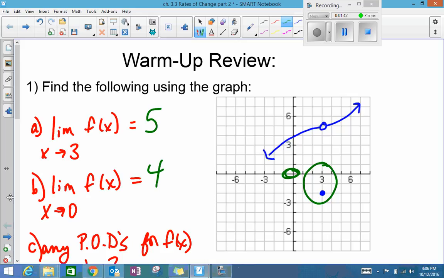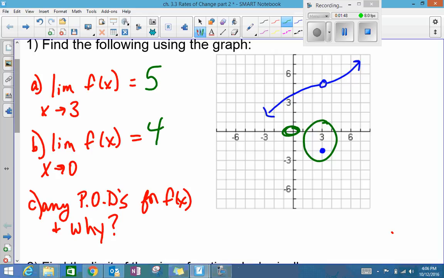Then it says any PODs, or any points of discontinuity for f of x. So if we look at this, the point of discontinuity would be here at 3, because although the limit is 5, the value of f of 3 is -2. So again, remember that the function value is basically the filled in piece of the function at that x. So why is there a POD? It's because the limit as x approaches 3 does not equal f of 3, right? Because the limit is 5, but the function is -2.